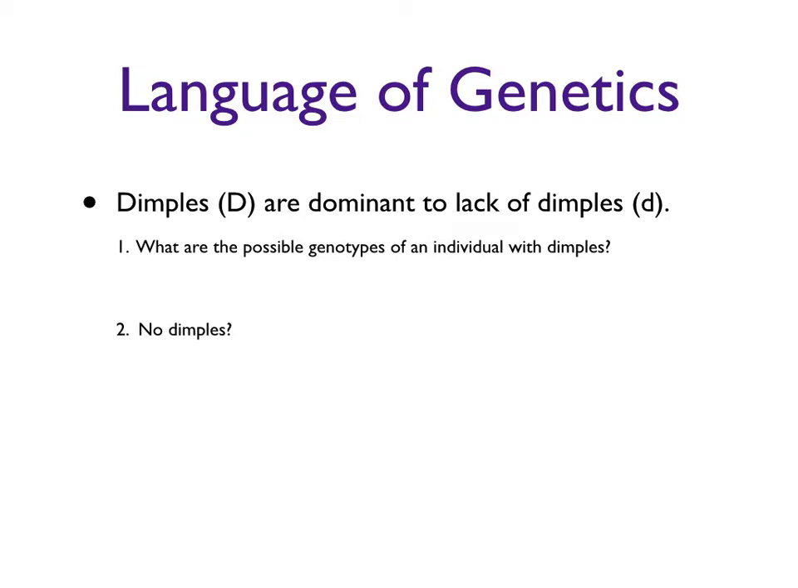Continuing with the example of dimples, pause the podcast and take a moment to answer the next two questions. If you have dimples, there are two possible genotypes. You can either have two copies of the dominant gene or one dominant gene and one recessive gene. If you do not have dimples, your genotype must consist of two copies of the recessive gene.